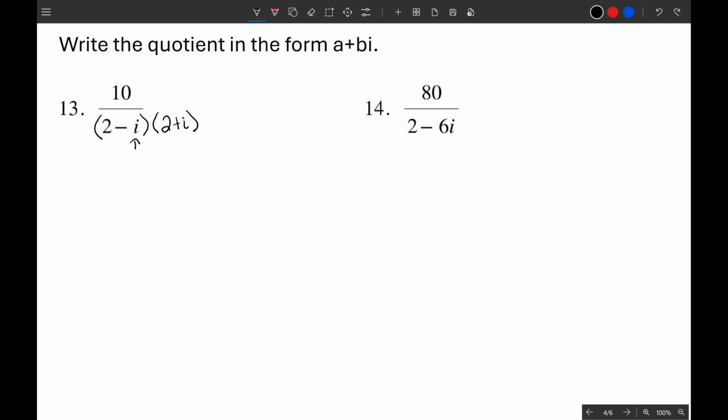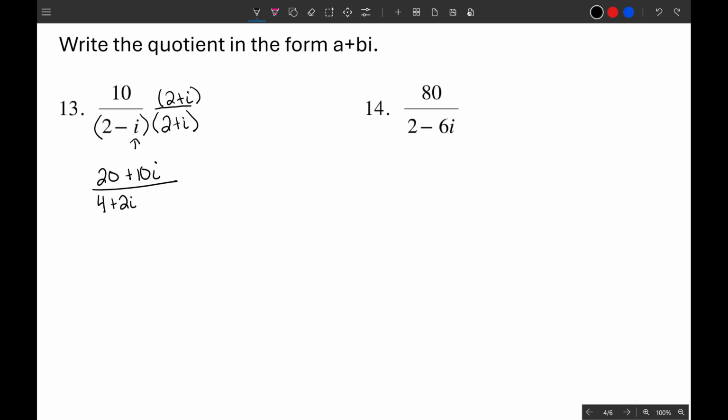But I can't change the value of this quotient. Therefore, I have to do the same thing to the top. Because essentially, if I multiply by something that is the same on top and bottom, I'm really just multiplying by 1. It's not changing anything. We're just rewriting it. So now I have 10 times 2 is 20. And 10 times i is 10i. On the bottom, we have 2 times 2 is 4. 2 times i is 2i.